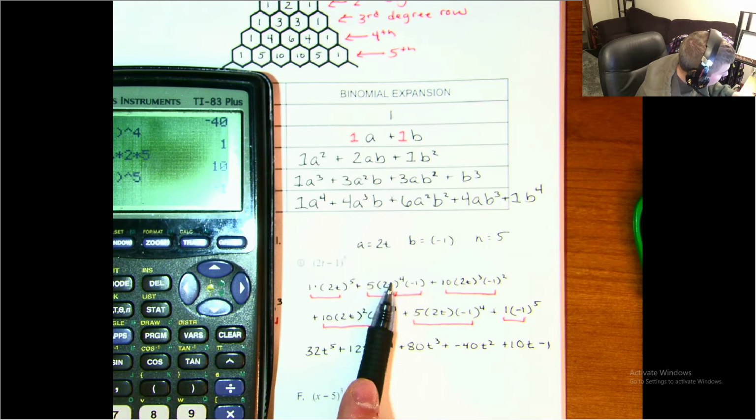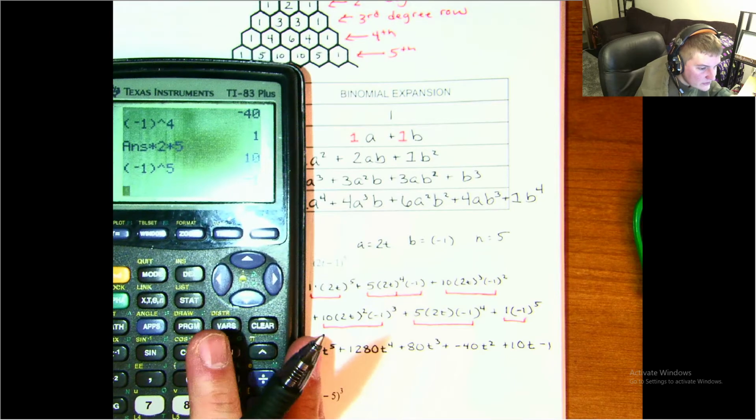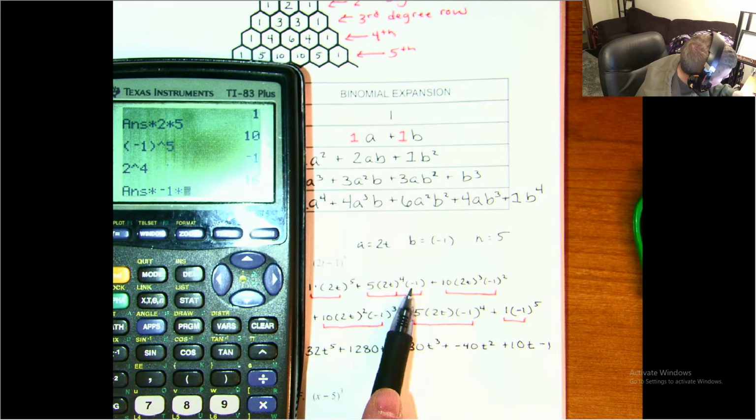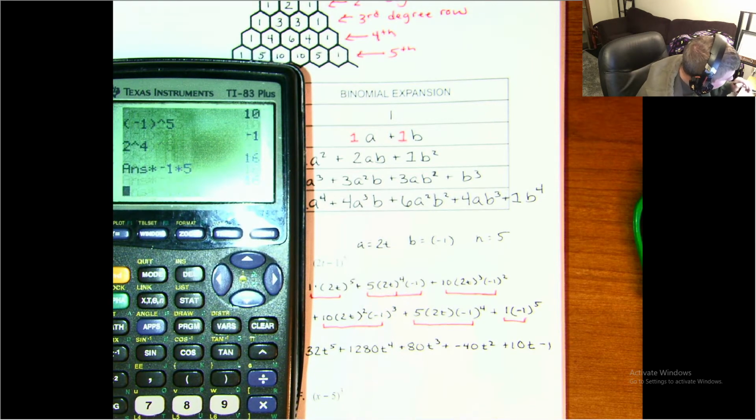Okay, I believe we need to double check this. I think I forgot to write a negative. Let's go ahead and do this one again. So 2 to the fourth power, times negative 1, times 5, which is negative 80.